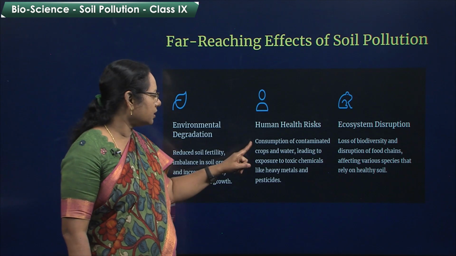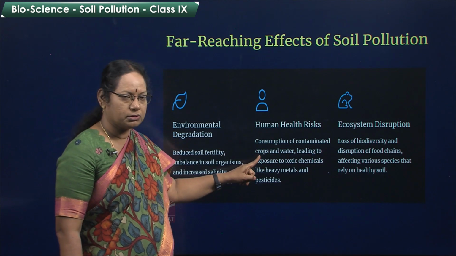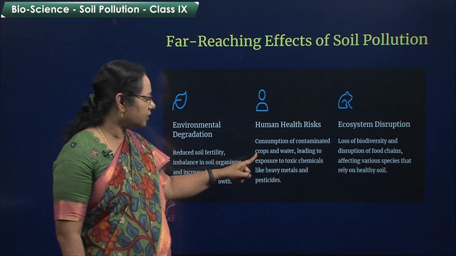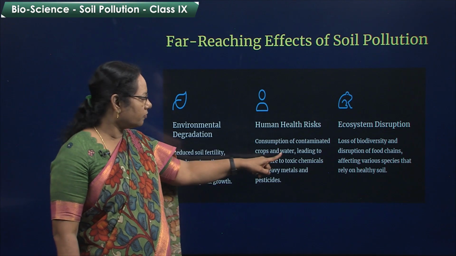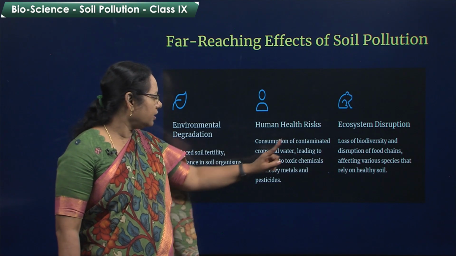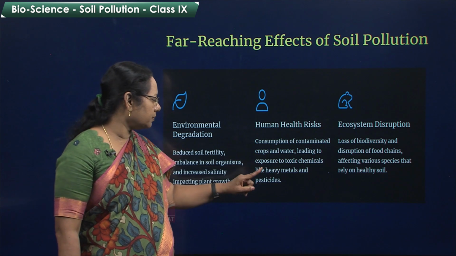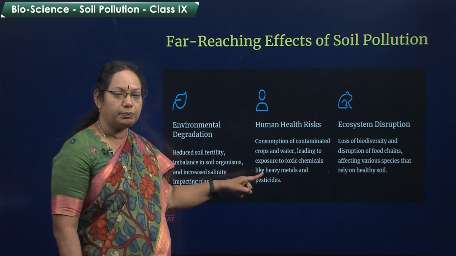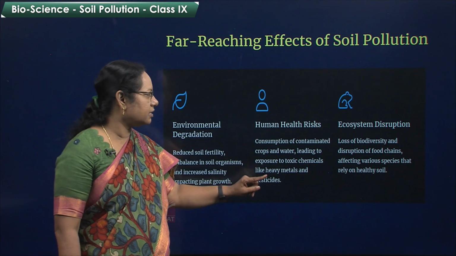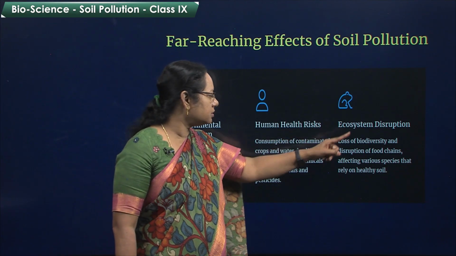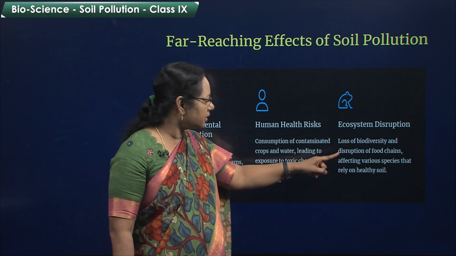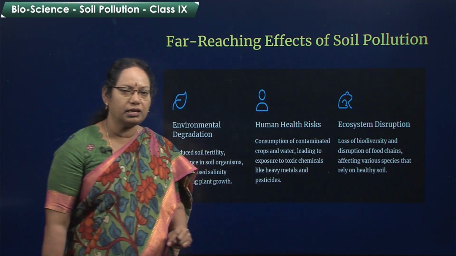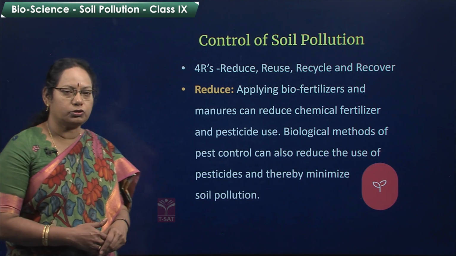Human health risk: consumption of contaminated crops. When crops are contaminated, we are consuming the crops, so our health is also at risk, and water is also contaminated, leading to exposure to toxic chemicals like heavy metals such as arsenic, cadmium, lead and pesticides. How is the ecosystem disturbed? Loss of biodiversity and disruption of the food chain, affecting the various species that rely on healthy soil.